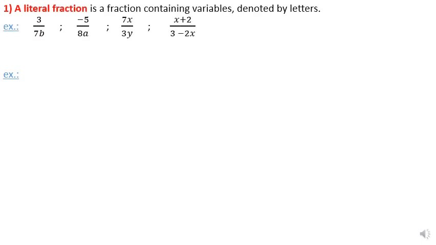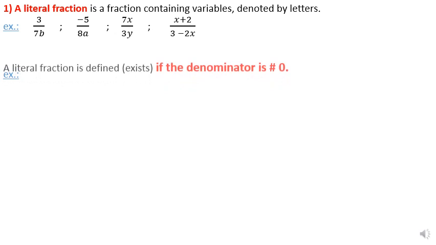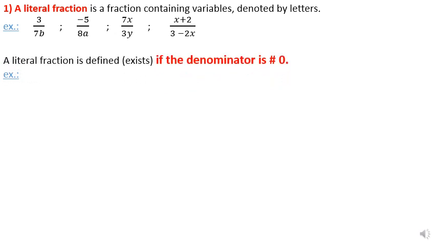Let us start first. What's the meaning of a literal fraction? A literal fraction is a fraction that contains variables, contains letters, like 3 over 7b. You used to have fractions where the numerator and the denominator are numbers. Now we're going to deal with fractions that have letters in the numerator or in the denominator or even in both. You're going to see that we're going to do the same steps on the letters as we do on the numbers. So a literal fraction contains letters, and it's defined when the denominator is different than 0.